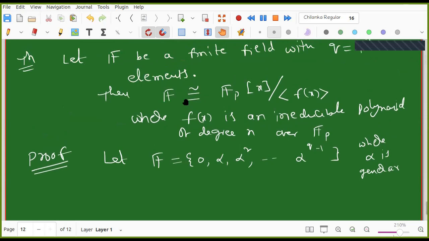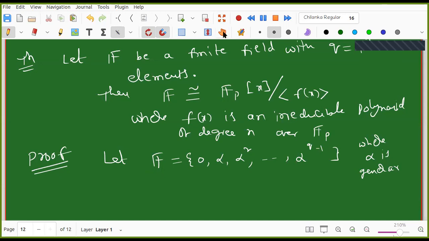Someone suggests taking a basis for F. But I want to show that this is isomorphic to F_p[x]/(f(x)). You are telling me to take a basis, but how do you get the irreducible polynomial? I understand what you are saying: you take a basis, then you take more than that number of elements, then they are linearly dependent. That way. Okay, good.